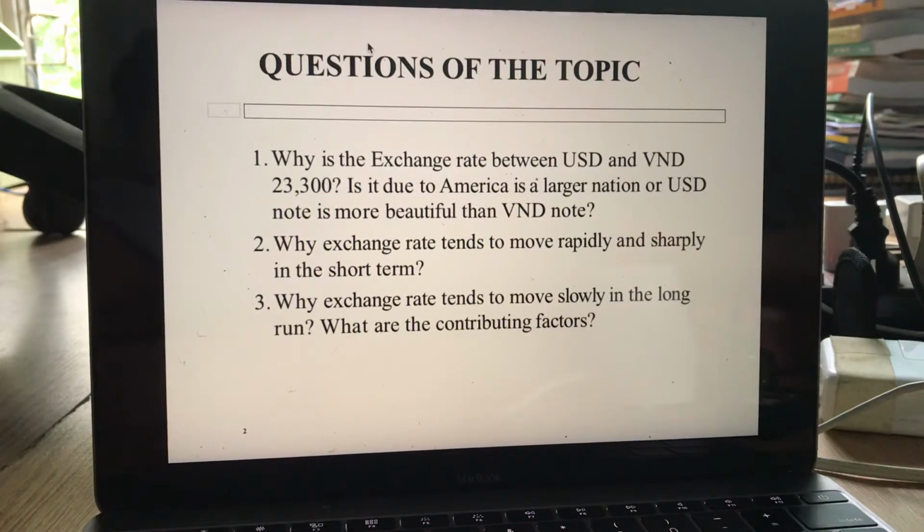Another concern is why exchange rates tend to move rapidly or sharply in the short run, and tend to move slowly in the long run. What are the determinants of that? In this chapter, we answer these questions. And the first question is where this figure, 23,000 or 22,000, comes from. That's the main content in this chapter.